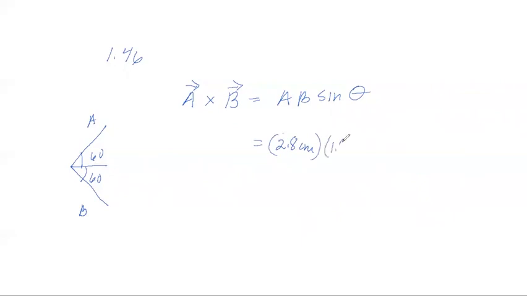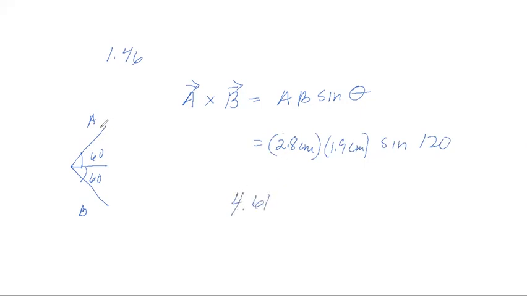1.9 times sine of 120. Wait a minute, let's see. 2.8 times 1.9 equals 5.32 times sine of 120, that's 4.61.